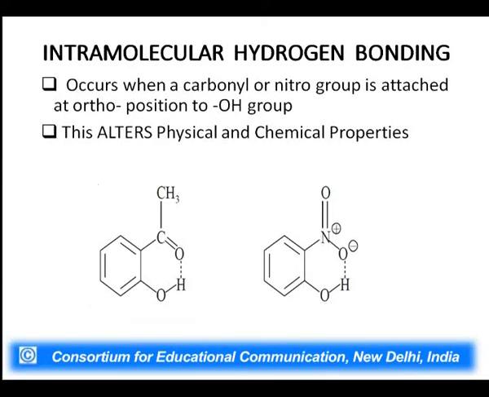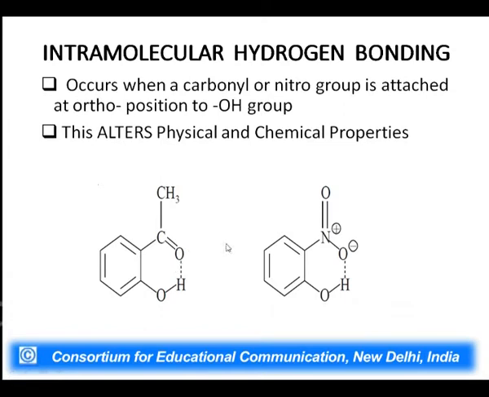Phenol not only shows intermolecular hydrogen bonding, it is also capable of forming intramolecular hydrogen bonds provided a carbonyl group or a nitro group is present at the ortho position to the OH. Because of this intramolecular hydrogen bonding, the physical and the chemical properties of these molecules are altered. For example, if we look into this example, ortho-hydroxyacetophenone, then what we find here is that these two groups are placed at the ortho position, and because of this, here we have intramolecular hydrogen bonding.